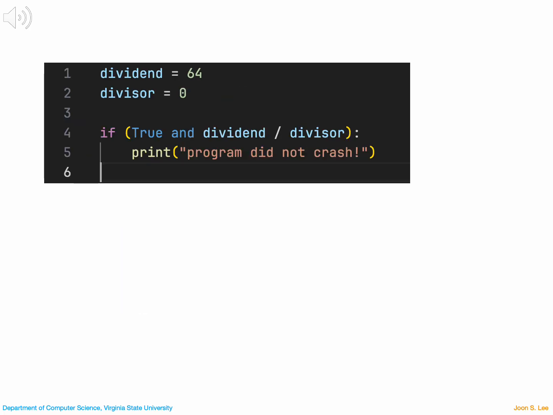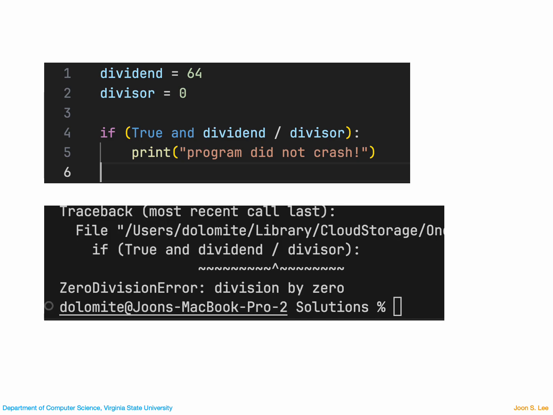Now let's look at this example. The condition here is written as if True and dividend divided by divisor. Since this is True and something, Python must still evaluate the second part to determine the final result. The second part attempts dividend/divisor, which is division by 0, so the program still causes a runtime error.